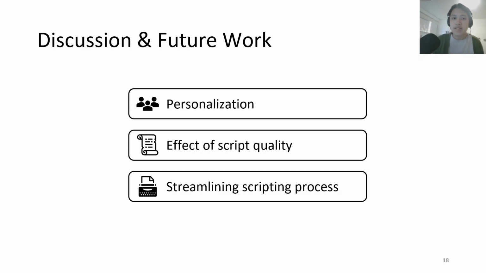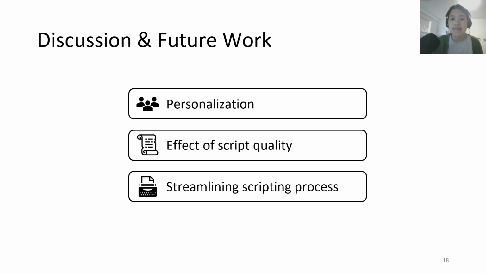The second point is about the script quality. So definitely the quality of the script affects the engagement. We included some design guidelines in the paper about how to write a good script, but going forward in the future, it would also be beneficial to know how much the script quality actually affects the measured engagement.